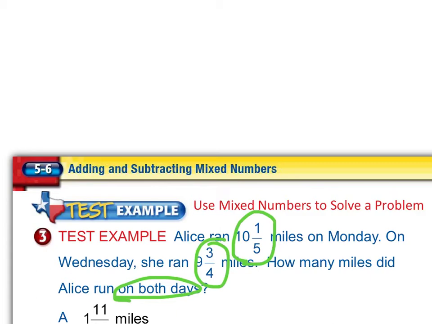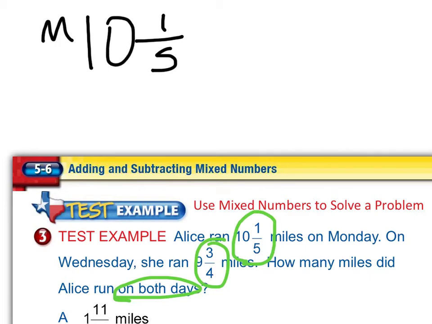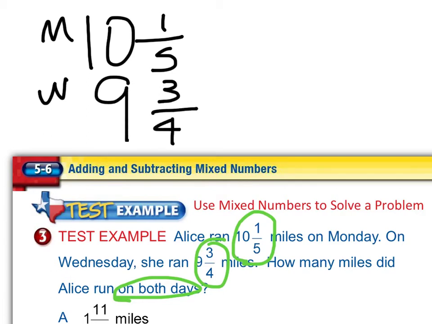I'm going to say on Monday, she ran 10 1/5 miles. Oh, I should probably write that 10 larger since it does represent wholes. So, 10 1/5. And on Wednesday, she ran 9 3/4. The first thing I notice is that our denominators are different. We're talking about fifths and fourths, and we need to have a common denominator.